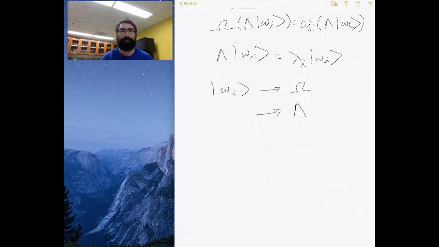So in the next video, what we'll do is we'll look at an example where we go over finding that common basis for the two operators, capital omega and capital lambda, working on this eigenvector, a common eigenvector.